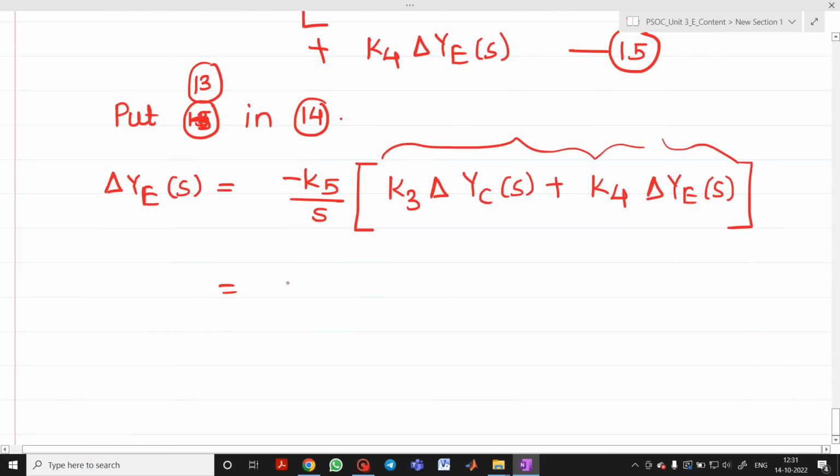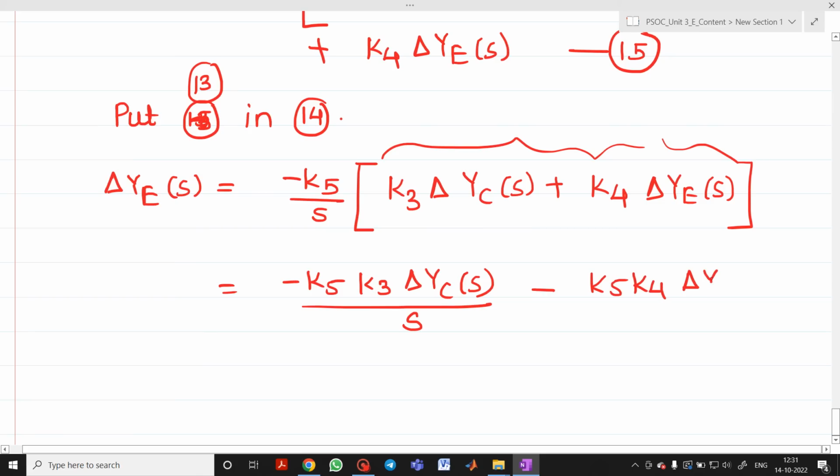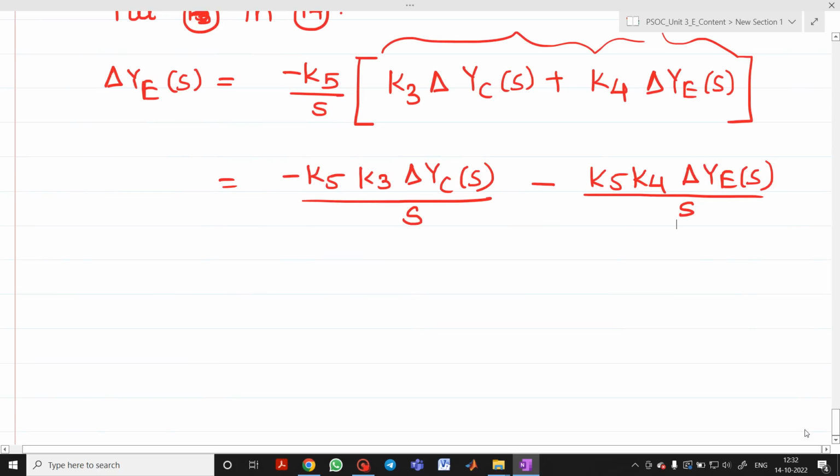Let me separate this term, minus k5 into k3, into delta yc of s whole divided by s, and if I take this minus k5 by s inside, then it will be minus k5 k4 delta ye of s whole divided by s. I think you got this expression. So now how can I write it?